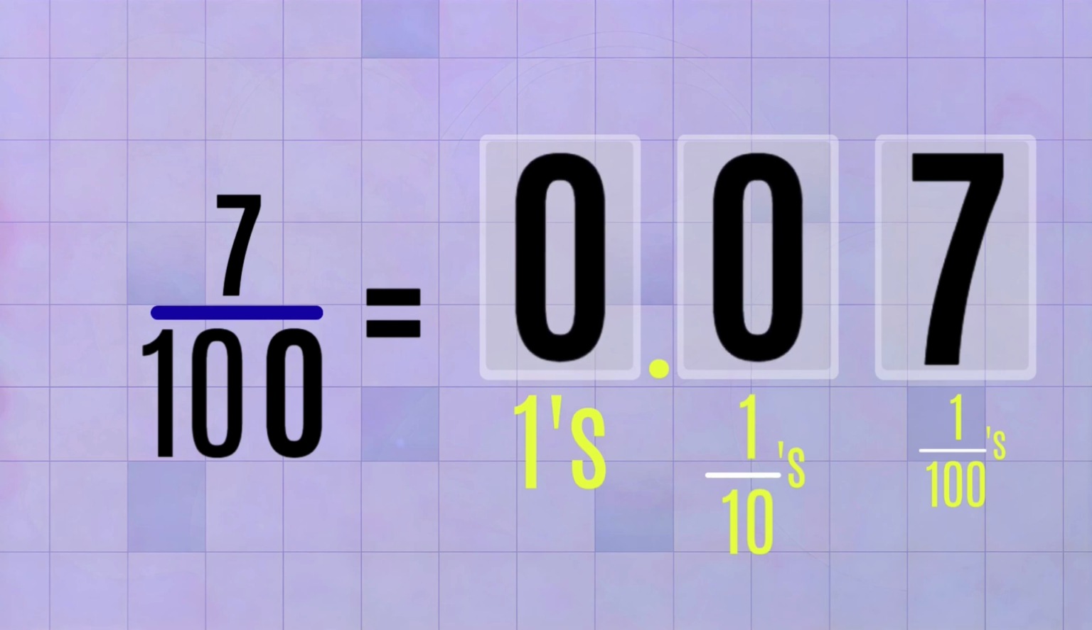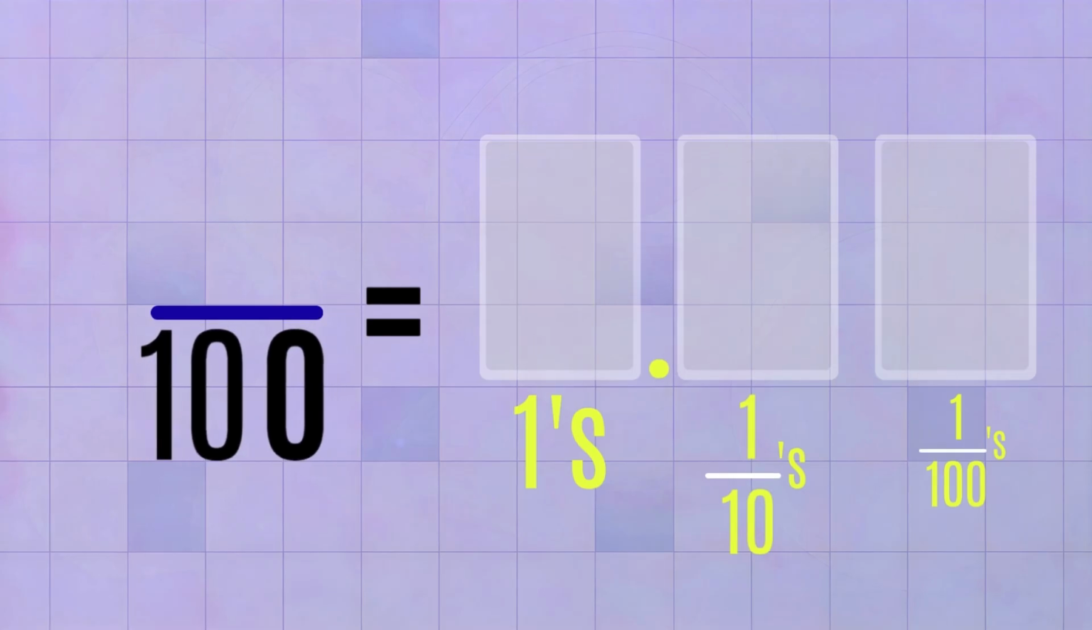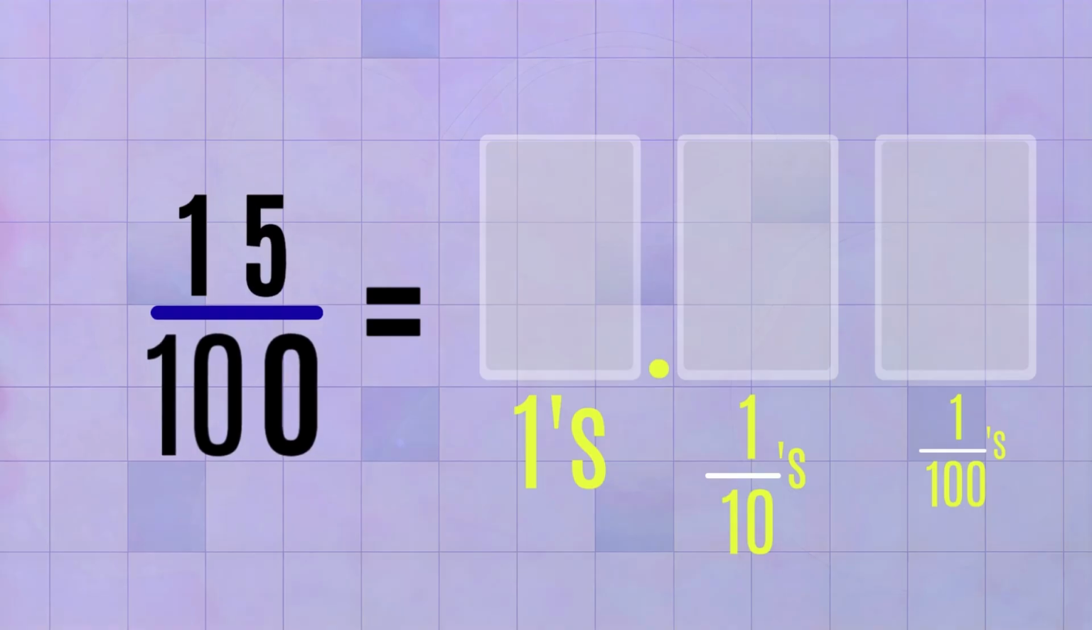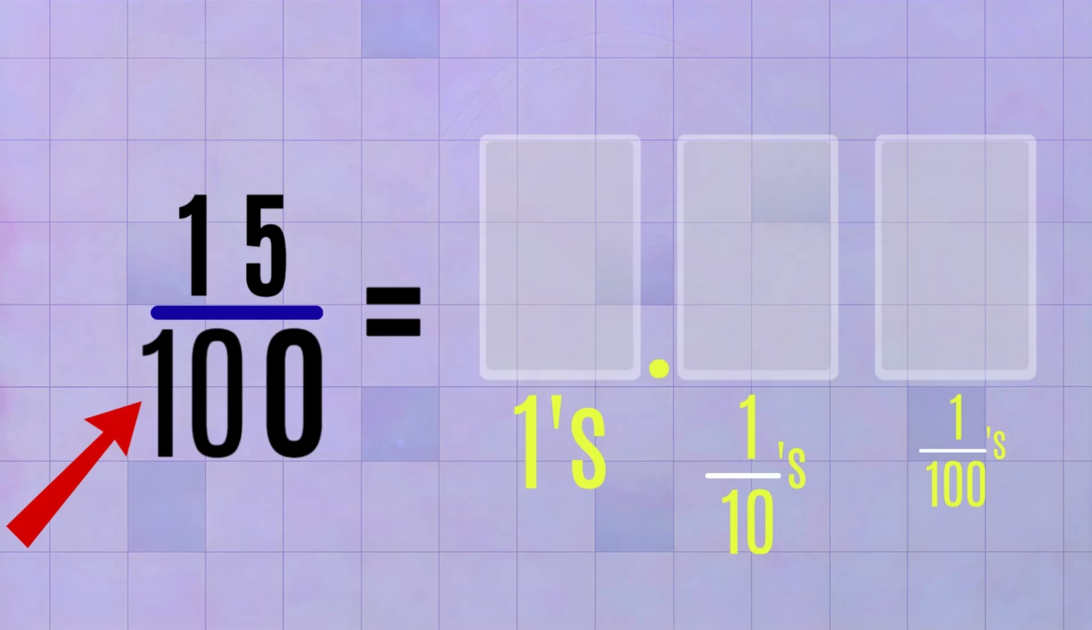And just like that, 7 over 100 equals 0.07. Now, let's look at 15 over 100. The bottom number is 100, so we are still working with hundredths. This time, the top number is 15, which means we are taking 15 hundredths.